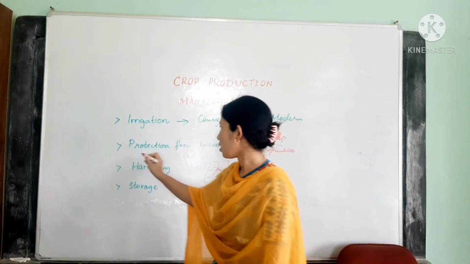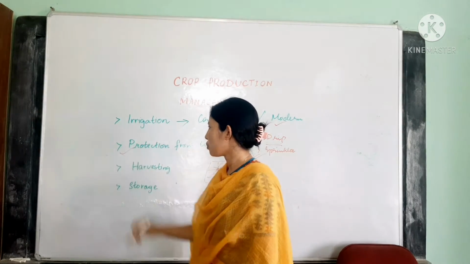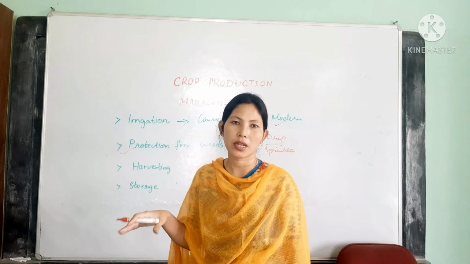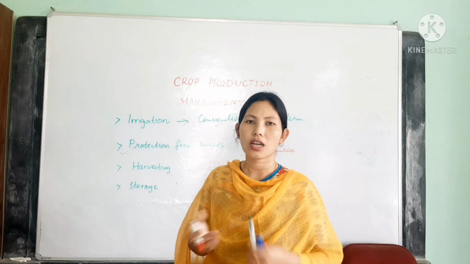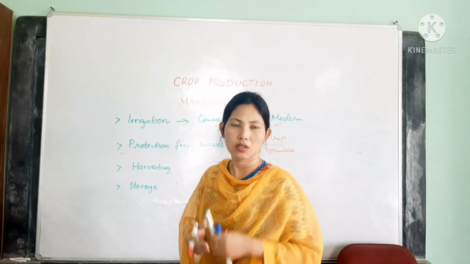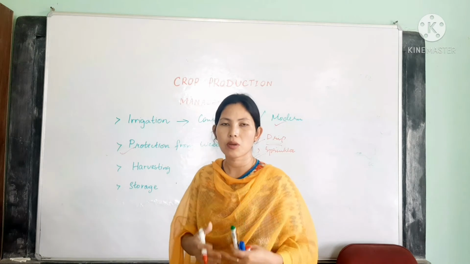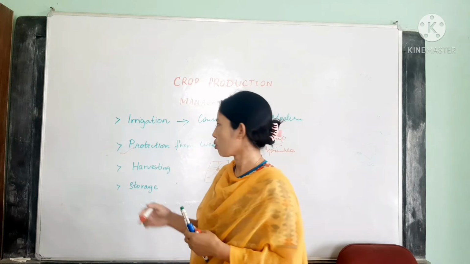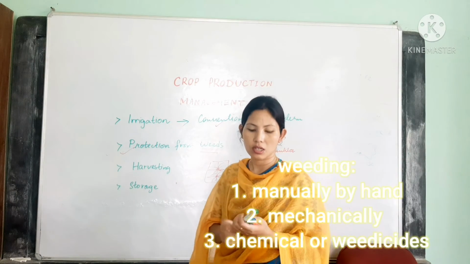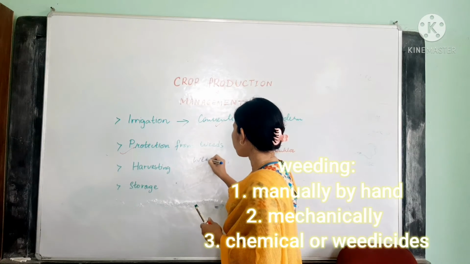Then next is protection from weeds, right? After irrigation, the next thing we have to know is about protection. There are unwanted plants that grow along the crop. These unwanted plants need to be removed, because there will be competition between the crop and the unwanted plants for food and space. So these weeds need to be removed from time to time. This removal of unwanted plants from the crop field is known as weeding.